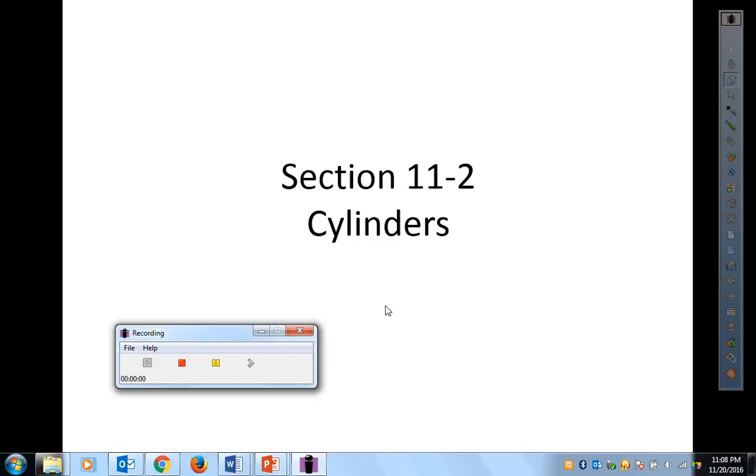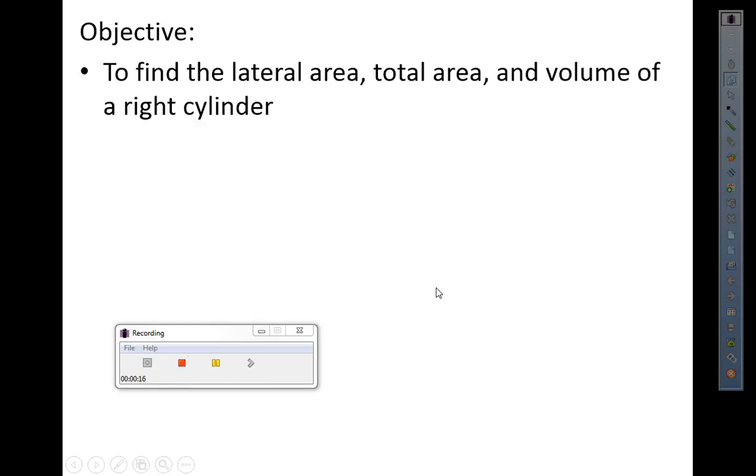We're going to pick up today right where we left off with the last video on prisms. We're going to pick up with cylinders today. And you'll be able to see real quick how closely they are related to prisms, and hopefully this will go pretty smoothly. So that's our objective: find the lateral area, total area, and volume of a right cylinder.